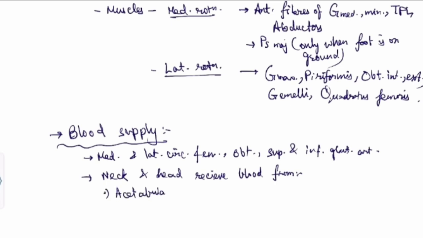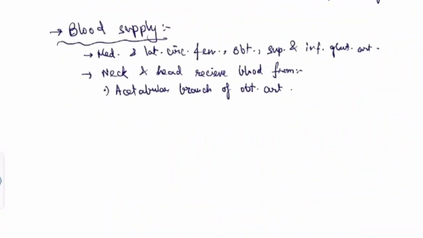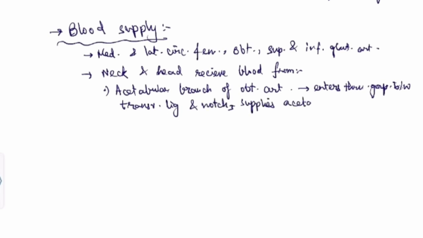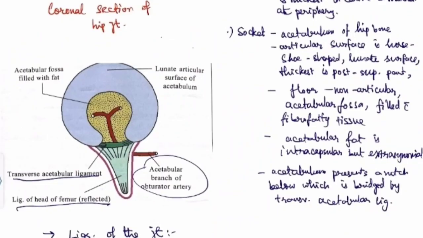Acetabular branch of the obturator artery. I hope you remember that. Let's go back to the picture. See, you can see it here. Its course you have to mention: it enters through the gap between the transverse ligament and the notch, supplies the acetabular fat, and provides a branch, the medial epiphyseal artery, which accompanies the ligamentum teres femoris, the ligament of the head of the femur. Again going back to the picture, you can see that this is the ligament of the head of the femur.